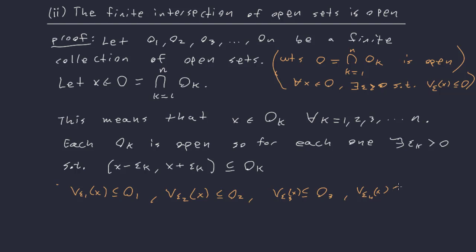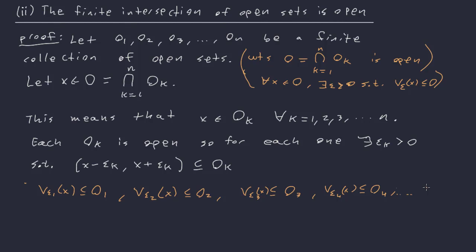the fourth one, etc., until we get up to an nth one that works for the last one. Okay, now since I have a finite number of these, what I can do is just take the smallest one. So let epsilon be the minimum of all these epsilon sub k's for k ranging from 1 to n.